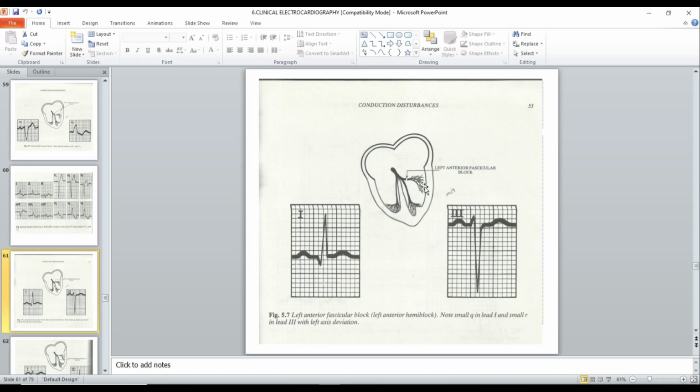In the anterior branch of the left bundle branch block, the QRS complex will be normal, but axis deviation will be left axis. Left axis deviation with normal QRS complex, a small q in lead 1 and a small r in lead 3, and left axis deviation. This is anterior fascicular block, left anterior fascicular block.